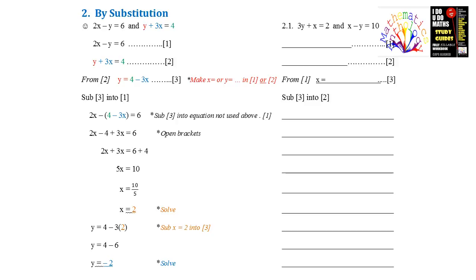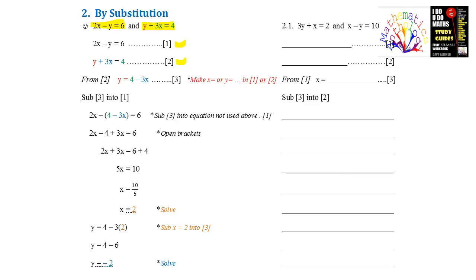Okay, the second type of simultaneous equations is by substitution. Right, so we are given two equations here: 2x minus y is equal to 6 and y plus 3x is equal to 4. We need to solve this by substitution. So my first equation, 2x minus y equals 6, I will label as equation 1. My second equation, y plus 3x equals 4, I will label as equation 2.